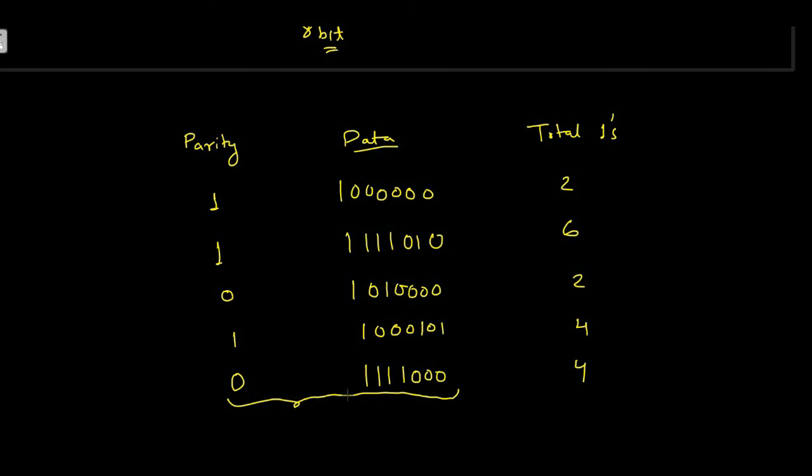Now at the receiver side, we only count the number of ones. If it is okay, then we get correct data. If there is any inversion of 1 bit, we detect it. This method is quite easy. We check it and then ask for retransmission.